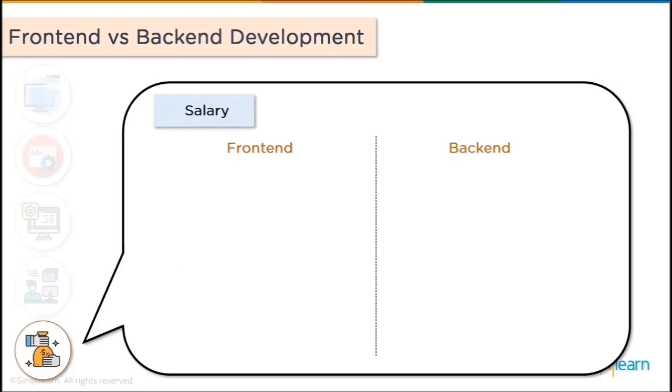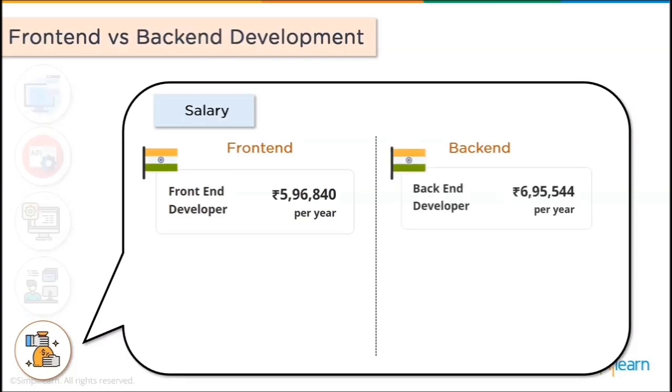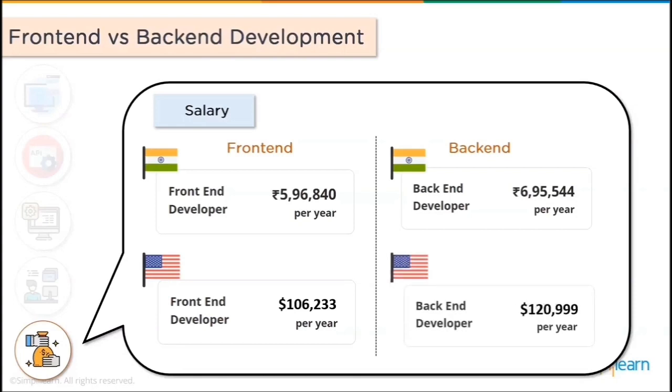And lastly, let's look at the salaries offered to these front-end and back-end developers. In India, the average salary of a front-end developer is around 6 lakh rupees per annum, while a back-end developer earns about 7 lakh rupees per annum. In the US, a front-end developer earns around $100,000 per annum, while a back-end developer earns about $121,000 per annum.